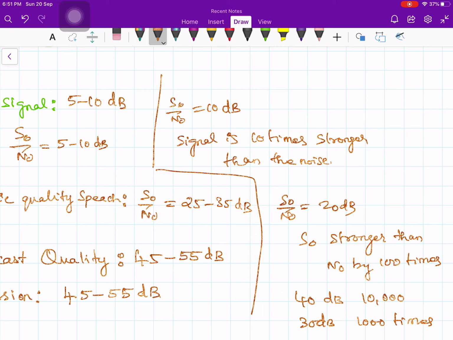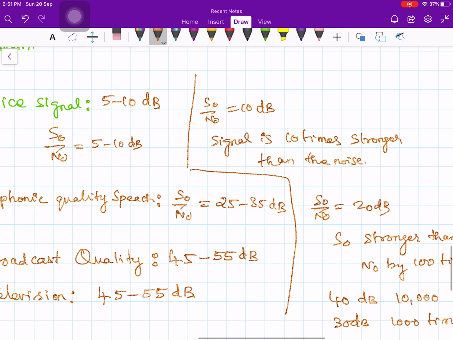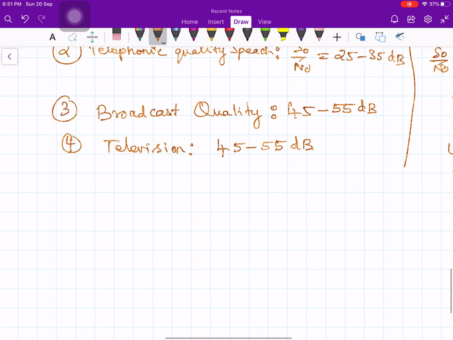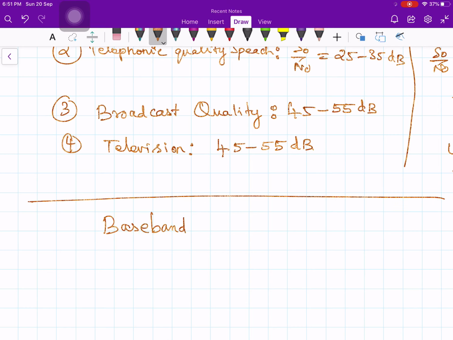So these figures give you a feel for the kind of signal to noise ratio which will be acceptable in various applications. So now, keeping that in the back of your mind, let us start with how do we calculate output SNR in terms of the input SNR. Now let us start with a very simple communication system, that is baseband communication system.